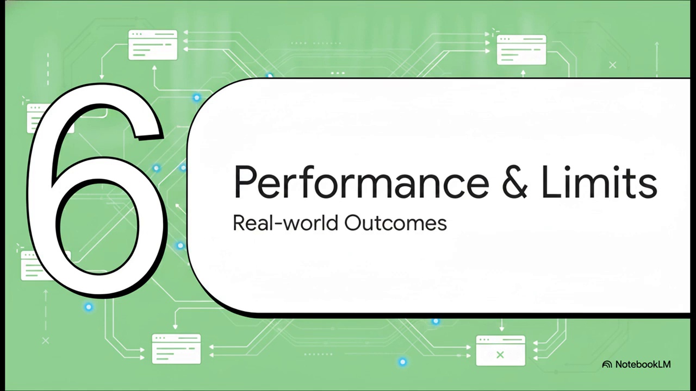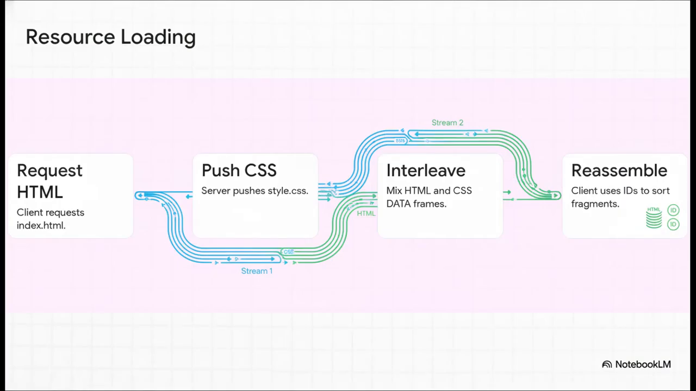Finally, Section 6, Performance and Limitations. Let's visualize the real-world results of this architecture and acknowledge its boundaries. Let's walk through a real-world resource loading example. Imagine the server dynamically interleaving fragments of an HTML file and a CSS file simultaneously, and then effortlessly rebuilding them right in the browser. The client asks for index.html on stream 1.